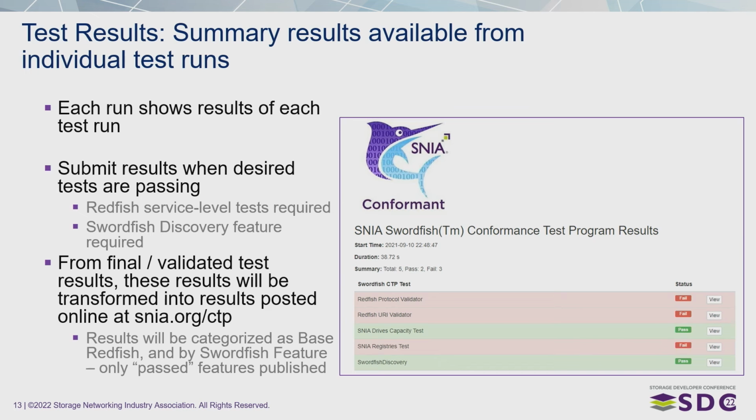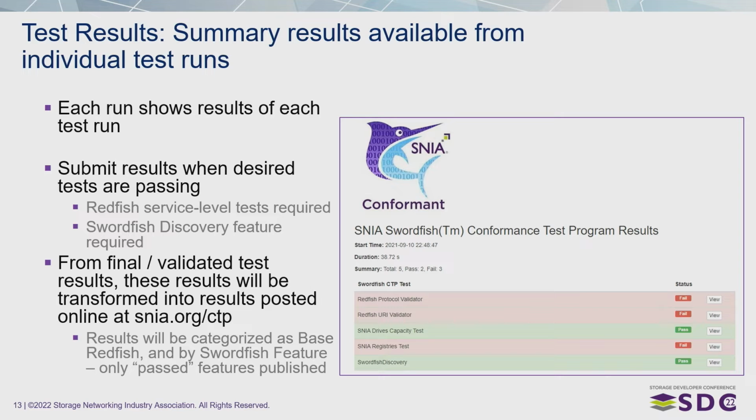The test results are going to look a lot like this. So you can see that certain things are going to pass, certain things are going to fail or not be tested at all. This is what the final testing conformance program results would look like that SNIA could post on your behalf. Now again, you can run CTP anytime you want. You do not have to let us publish anything. You have to authorize us to publish anything you want published about your product. Otherwise, it doesn't get out there.